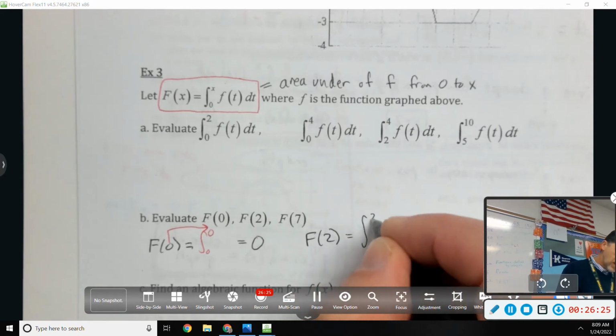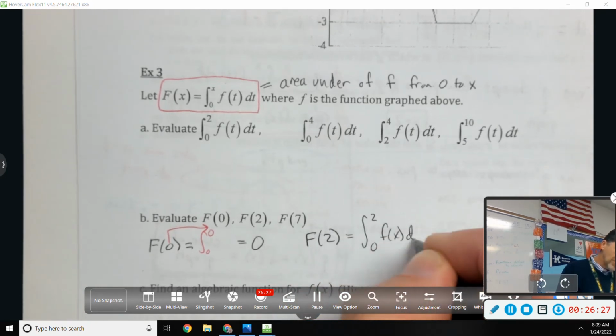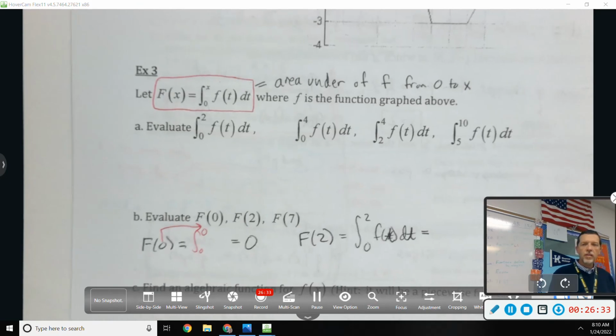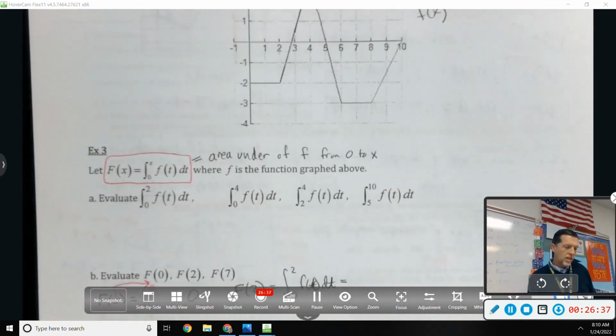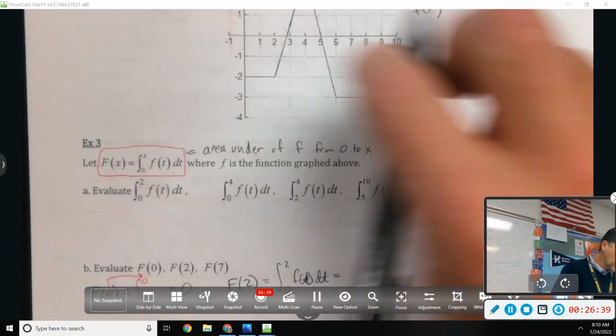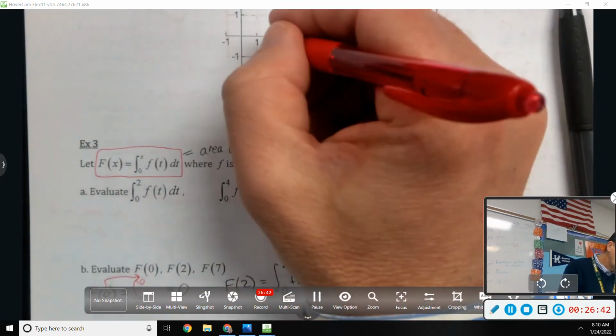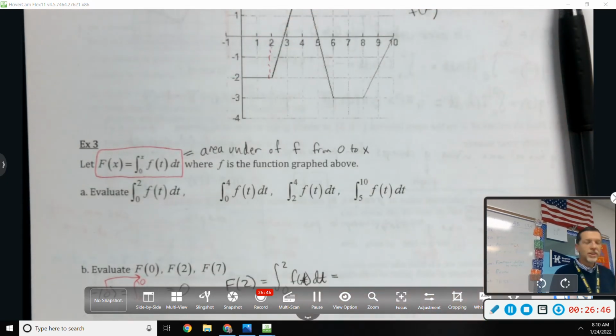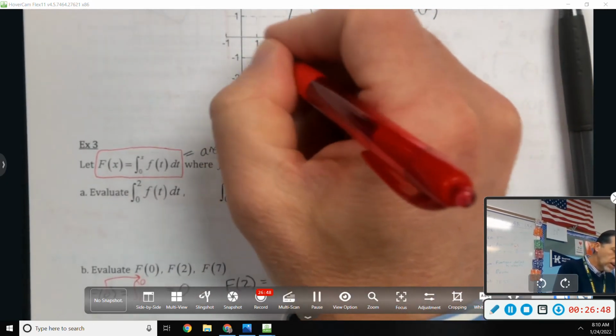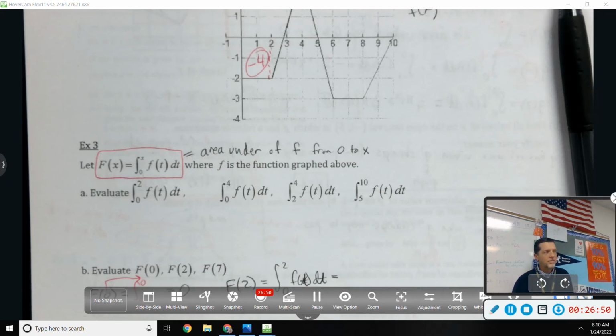F of 2 requires a little bit more work. The area from 0 to 2. Be careful. What's that area? Yeah, well, it depends on how I ask the question, I guess. The area is 4. The integral is negative 4. You can label it either way, as long as you're careful. I would label it negative 4.